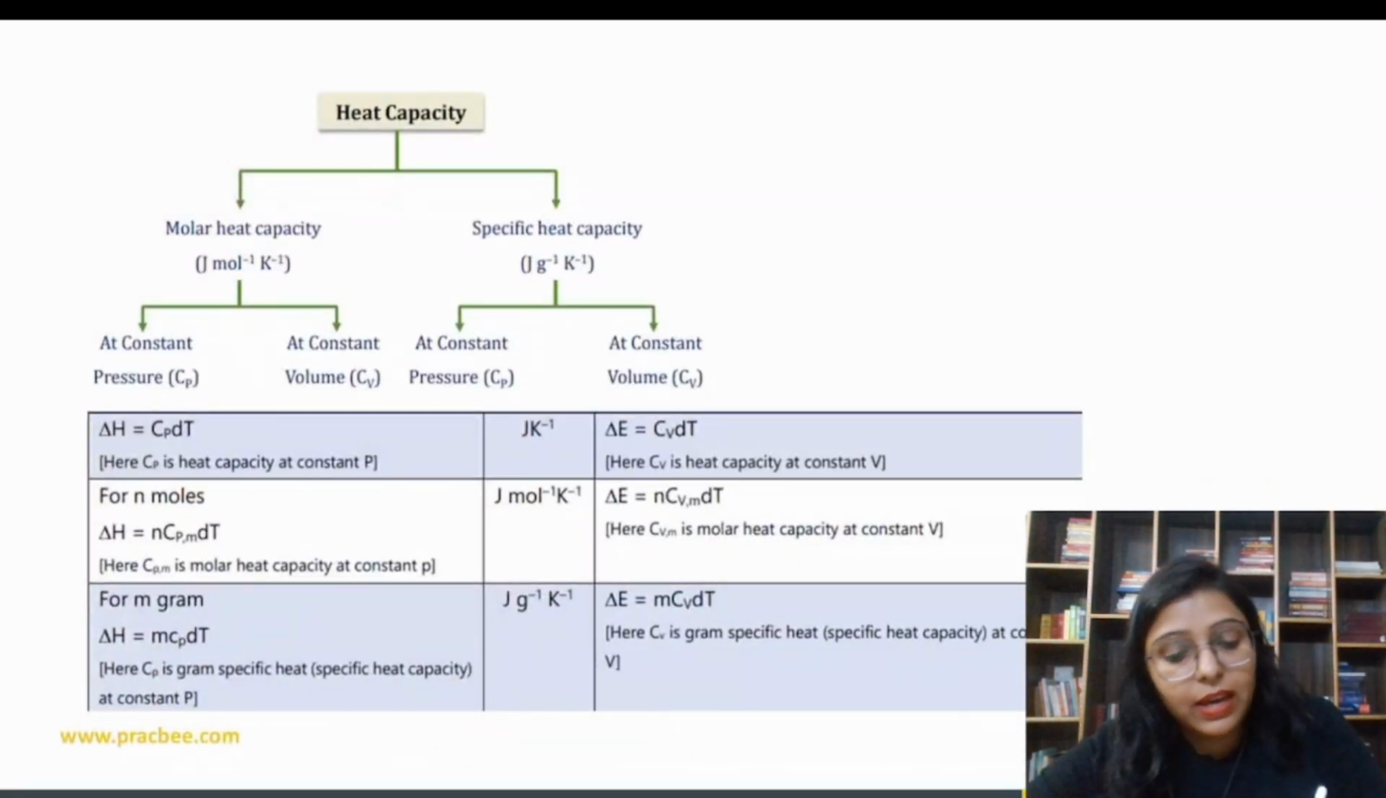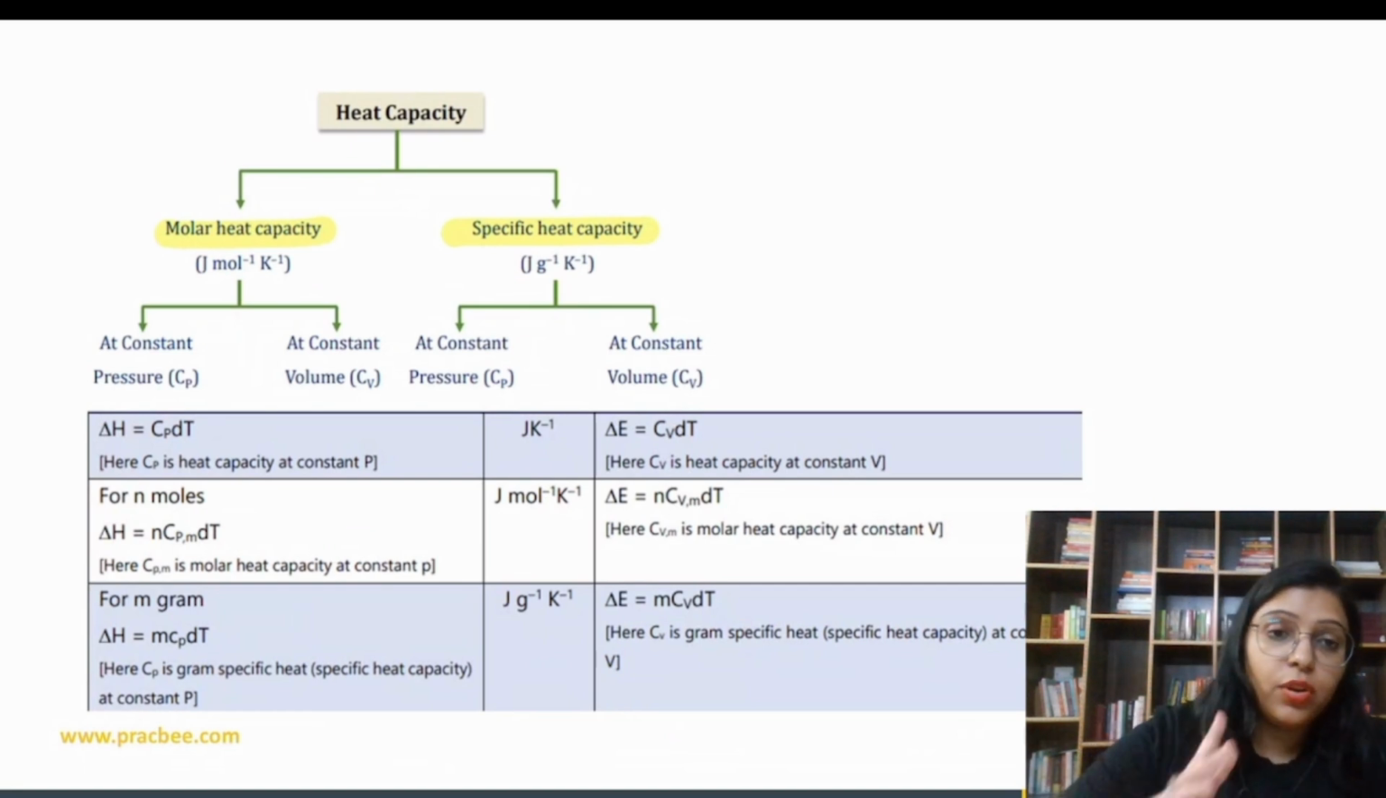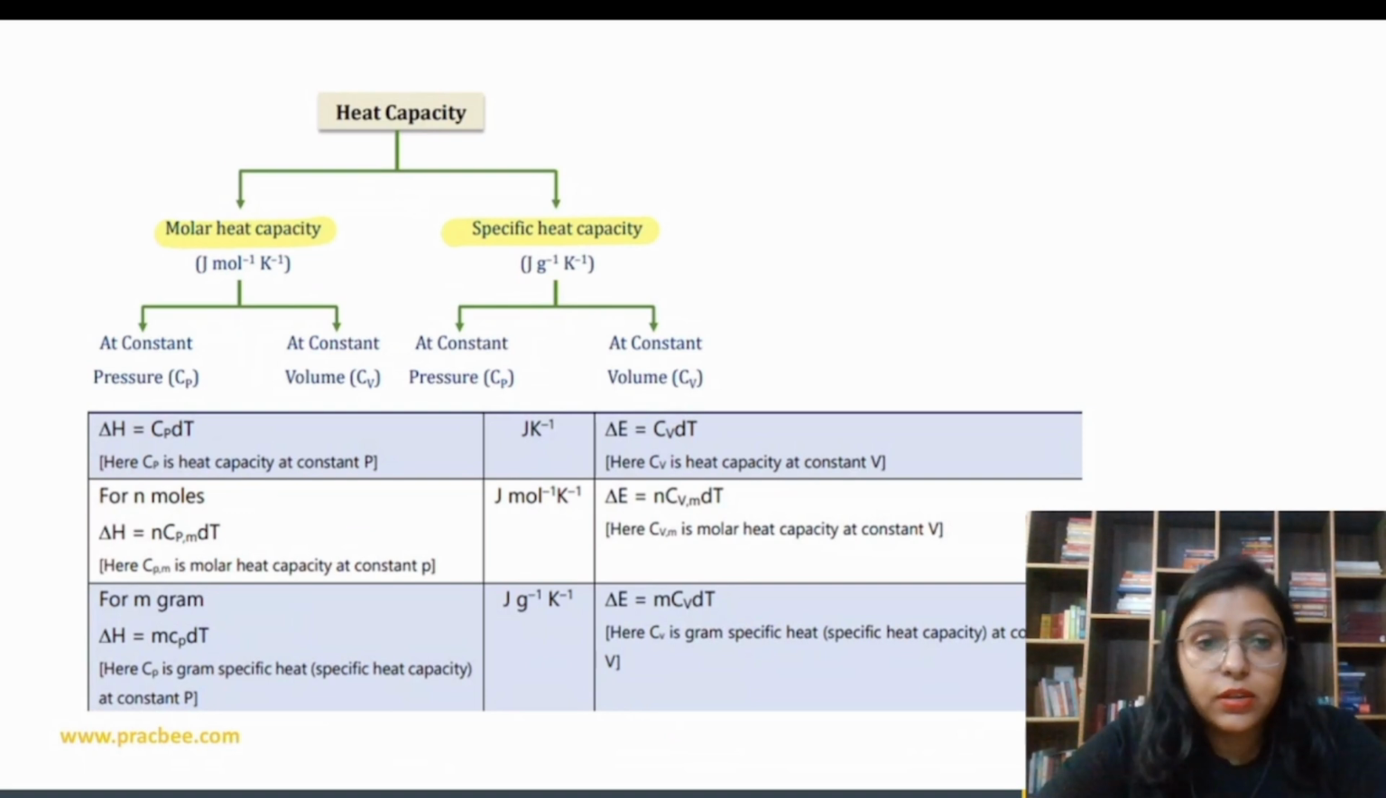Okay. Now we have the heat capacity. We have molar heat capacity and specific heat capacity. So what is specific heat capacity? Heat required to raise the temperature of 1 gram of the substance by 1 degree Celsius. That is specific heat capacity. What is molar heat capacity? Heat required to raise the temperature of 1 mole of the substance by 1 degree Celsius. Okay, so we have certain formulas for that. Heat capacity is equal to Q by delta T, right?